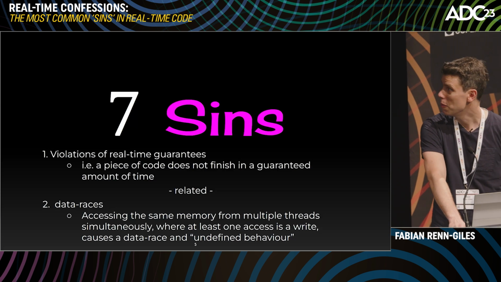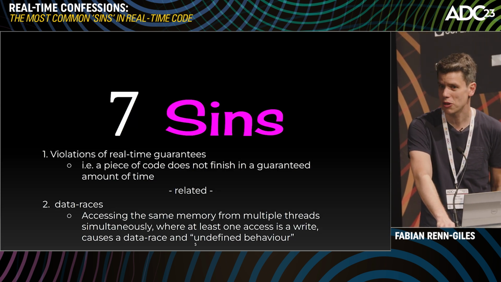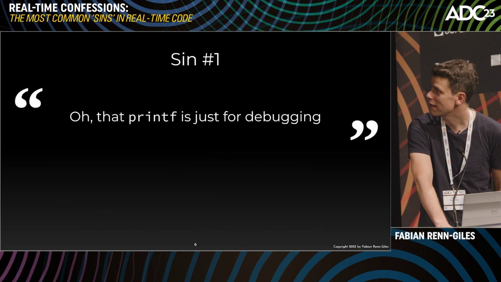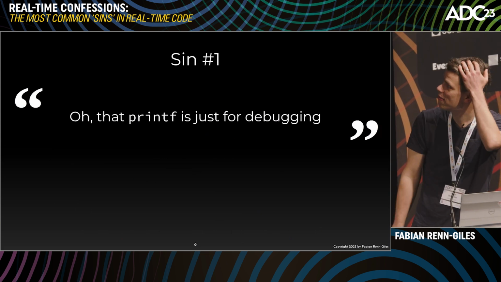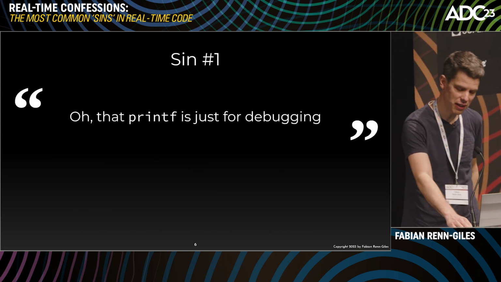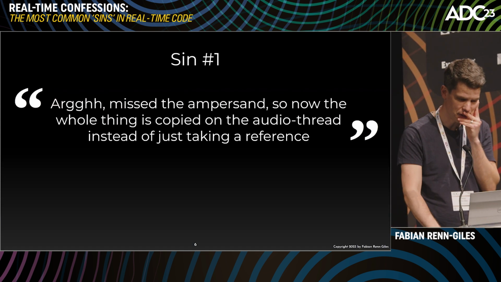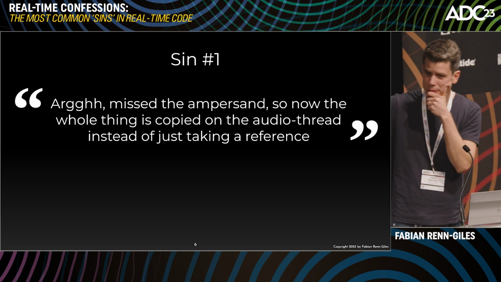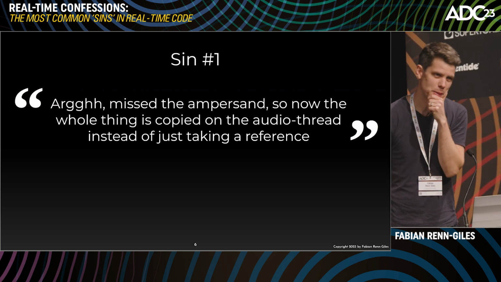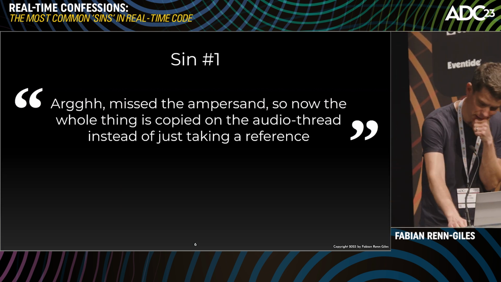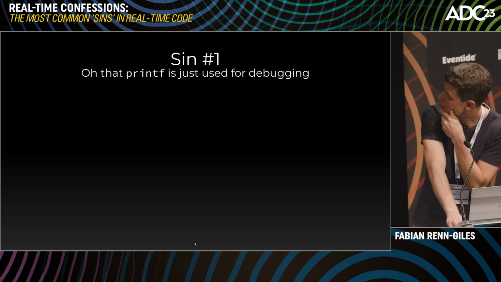So what's the most common sin I see in code? It's something like, "that printf, oh, that was just meant for debugging," or "oops, I by mistake allocated on the audio thread," or "I forgot to write the ampersand, and so now I'm taking a copy instead of a reference on the audio thread." So what do I mean by this?